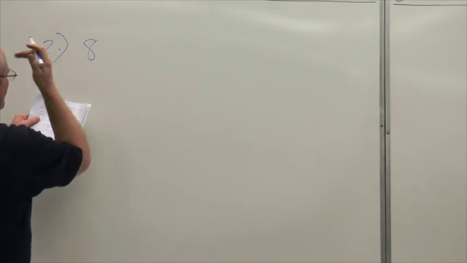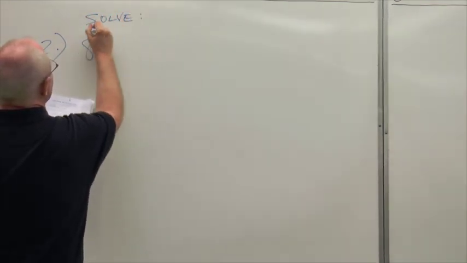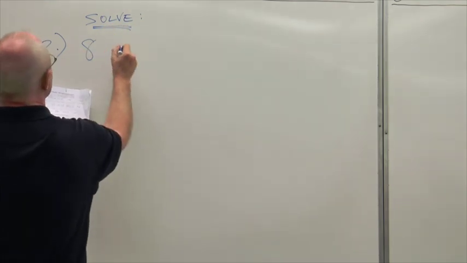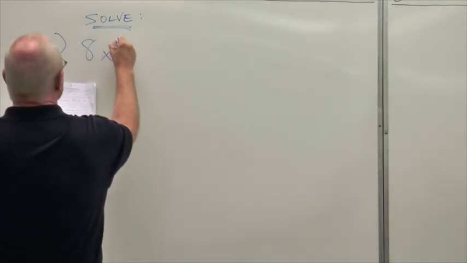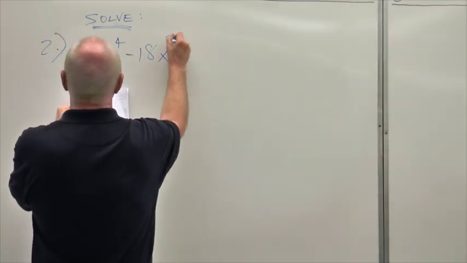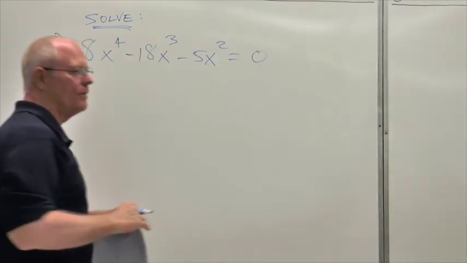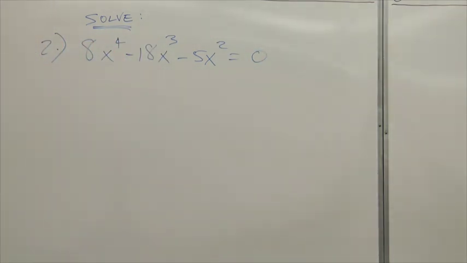I'll put the question up here, right? It says solve. I know you have it in front of you, but this is being recorded also. So 8x to the 4th minus 18x cubed minus 5x squared is equal to 0. Solve for x. Holy moly! You guys probably haven't dealt with polynomials of degree 4 too much, right? Yeah. So a flag should go up.